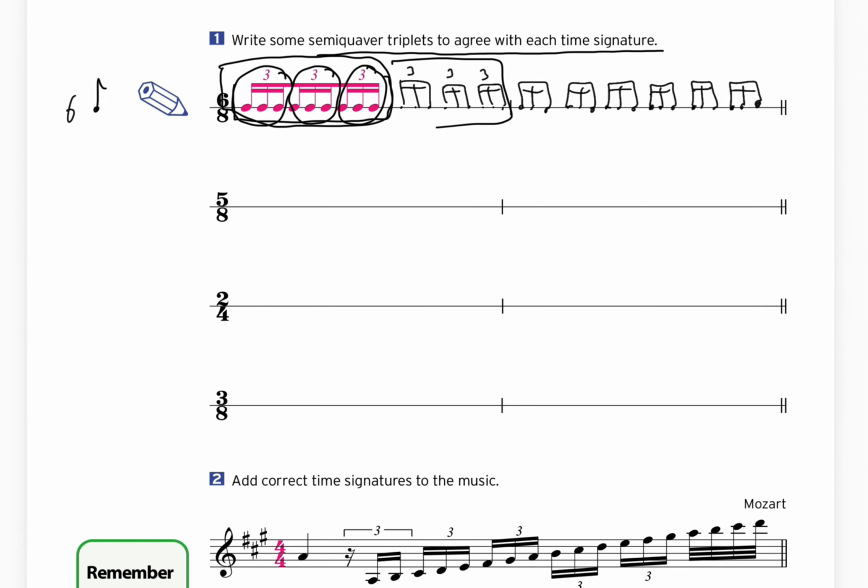Okay. So we put 3 on top of them. So it becomes a triplet. Okay. Now next one is 5/8. That means we need 5 quavers.